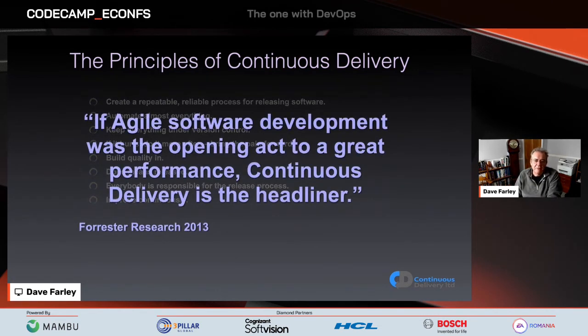And this is just me showing off. It's a quote from a few years ago. If agile software development was the opening act to a great performance, continuous delivery is the headliner. I'd now slightly rephrase that in the context of my new engineering book, which is that agile was a move away from the horrors of the mistake of assuming that ours was a production problem. Waterfall development is production lines for software, and they don't work.